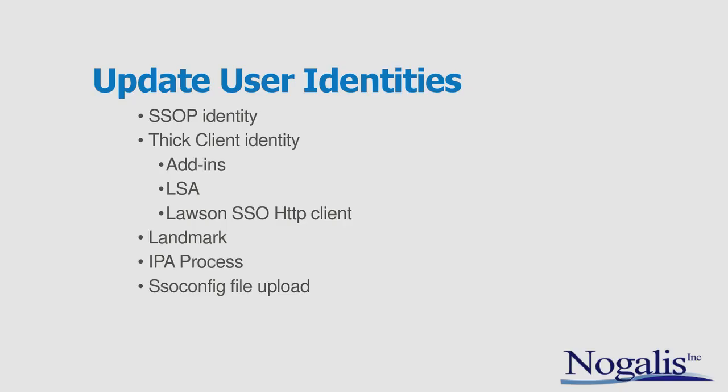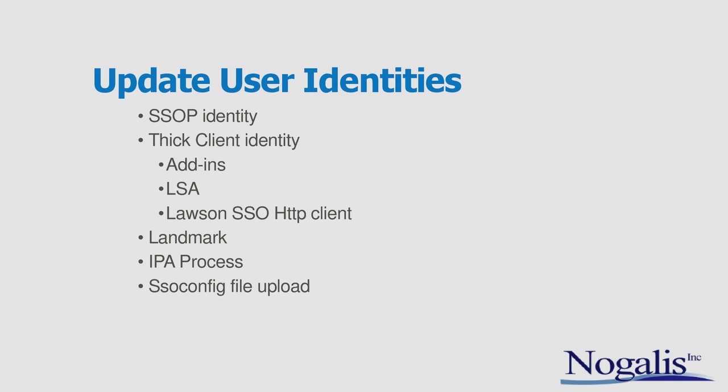The user identities in Lawson Security and Landmark Security are going to change. The SSOP identity in both is now going to have to use user principal name, so that will have to be updated for all users. And I'm mentioning all users in Lawson Security, but also all users in Landmark Security. If you have users who use their in-basket, you would have to go in and add a new identity for them that uses user principal name.